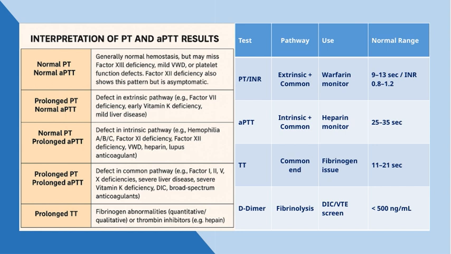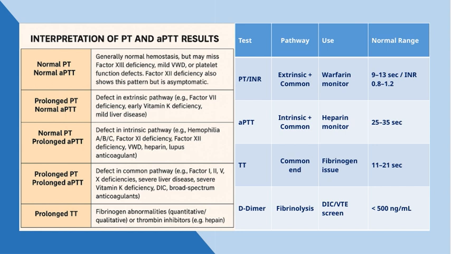Next, we have the aPTT, or activated partial thromboplastin time. This test assesses the intrinsic and common pathways, and it's mainly used to monitor heparin therapy. The normal range here is typically 25 to 35 seconds. Moving on to the TT, or thrombin time, which falls under the common pathway. This test is often used to evaluate issues with fibrinogen, especially if there's a bleeding disorder. The normal range for TT is between 11 and 21 seconds.